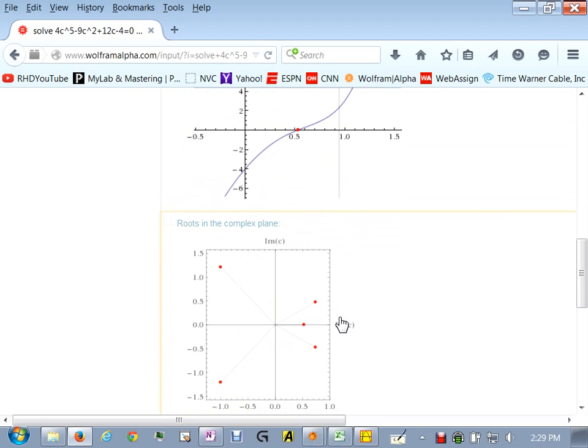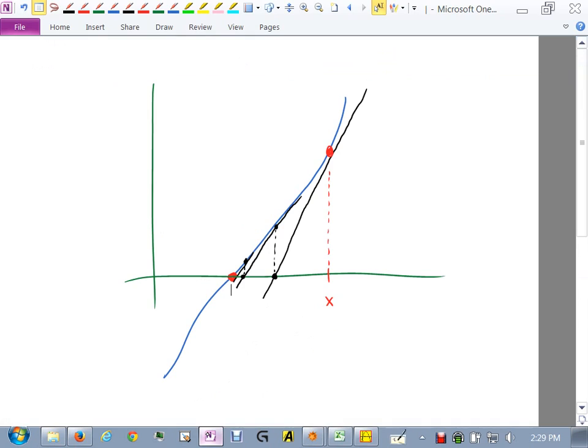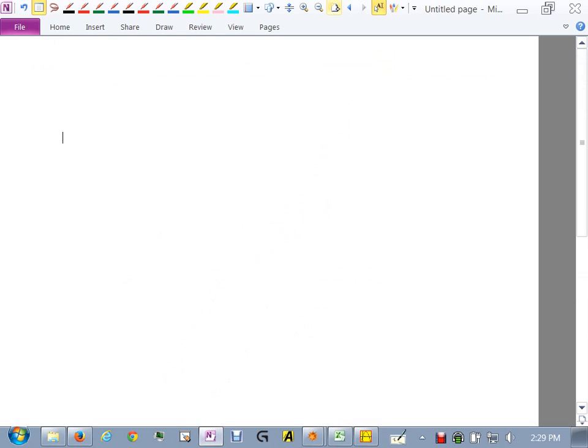One of the things we can do, and we'll wrap it up, is answer a question like this. Show that x cubed plus e to the x equals 0 has exactly one real solution.